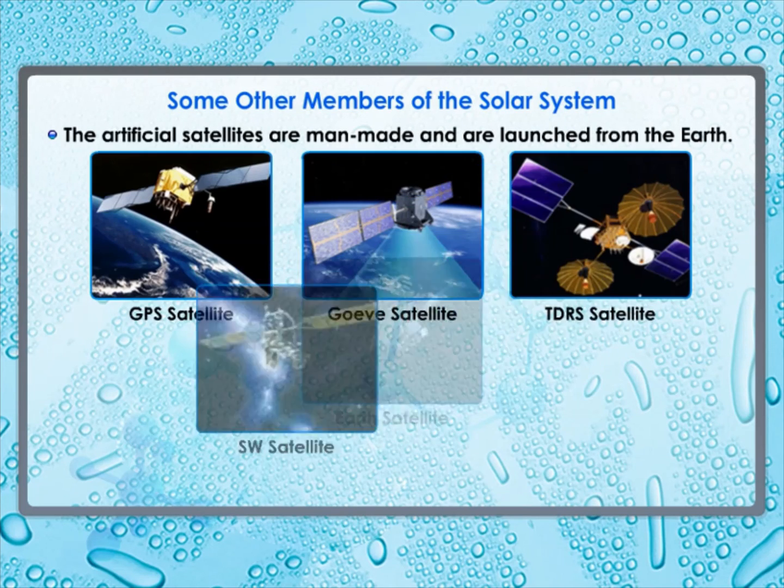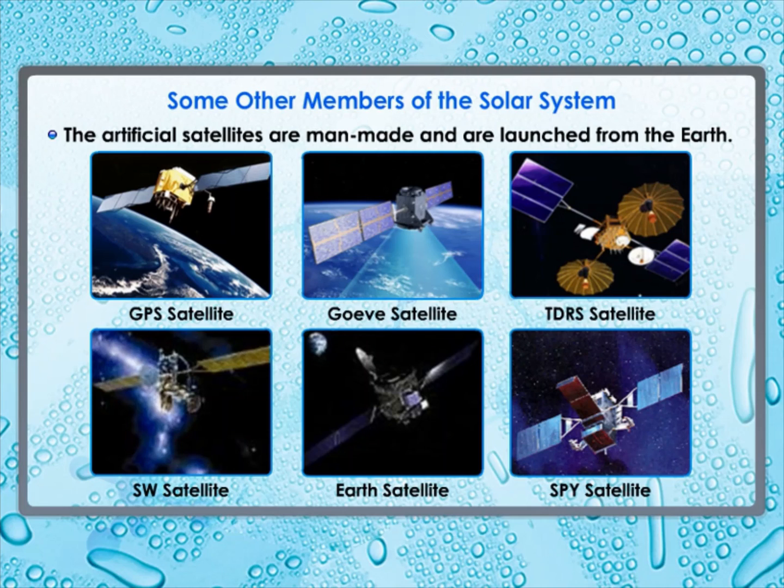Let's know about artificial satellites. The artificial satellites are man-made. They are launched from the Earth. They revolve around the Earth much closer than the Earth's natural satellite, the Moon. India has built and launched several artificial satellites. Aryabhatta was the first Indian satellite. Some other Indian satellites are INSAT, IRS, Kalpana-1, EduSat, etc.